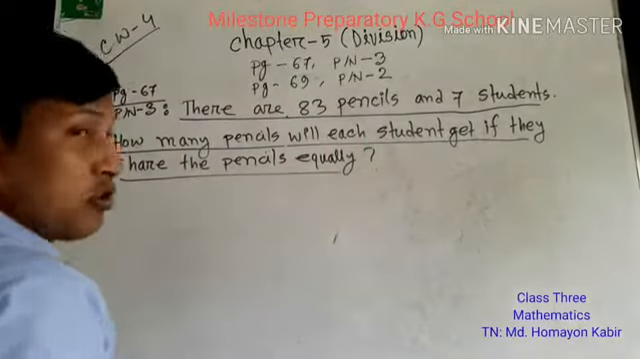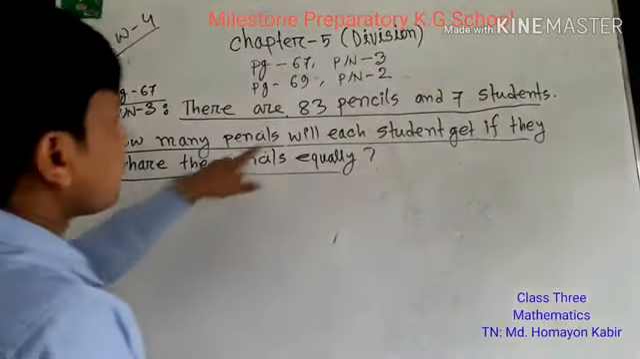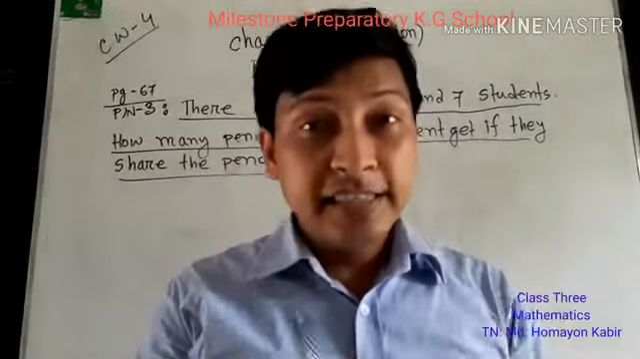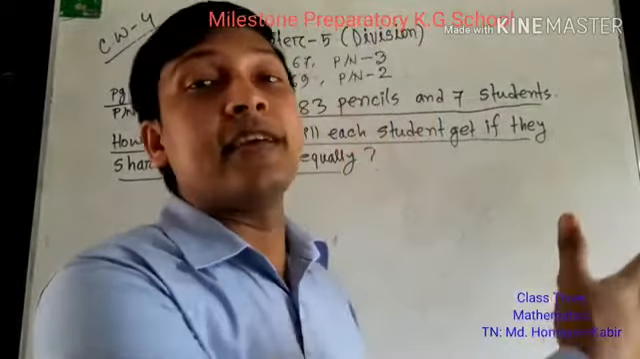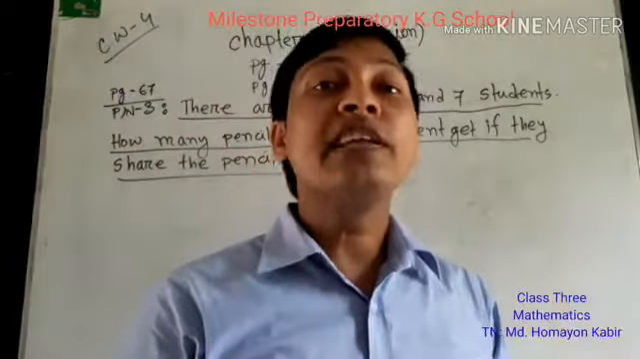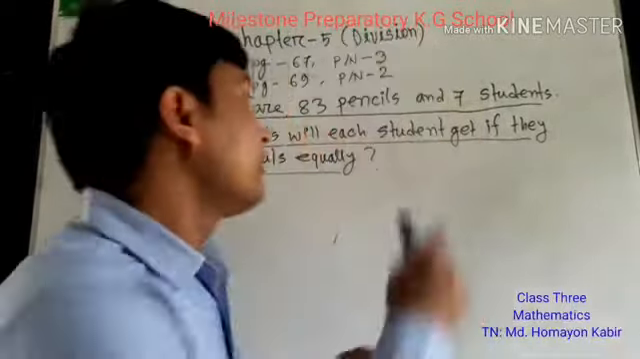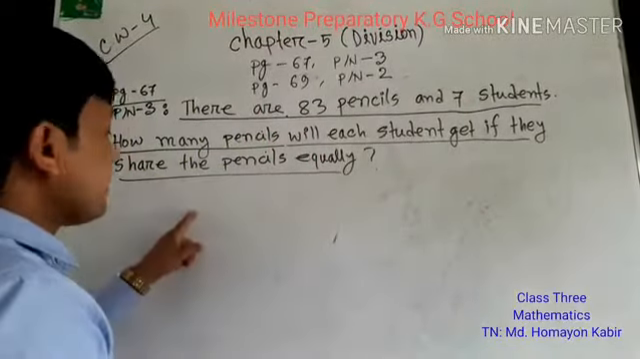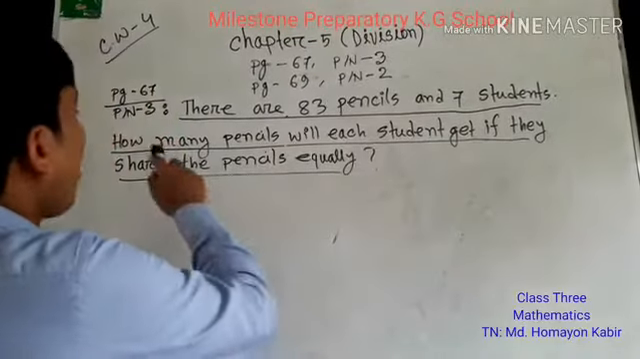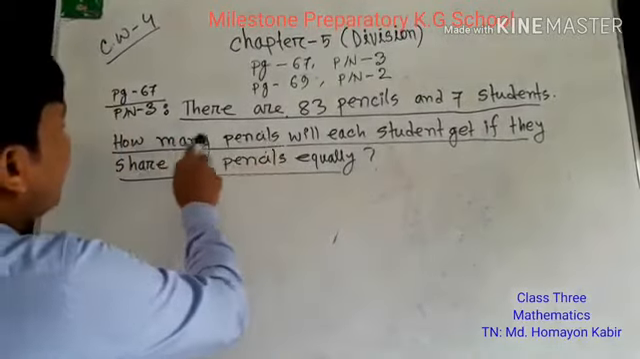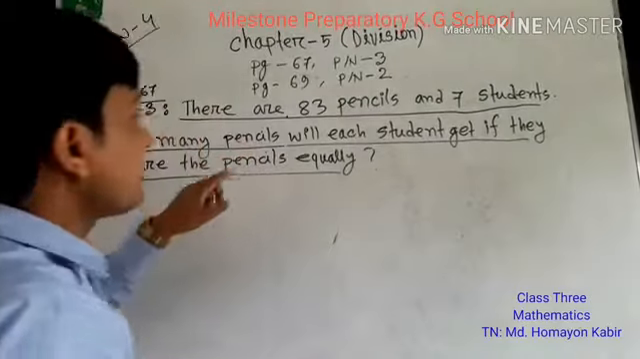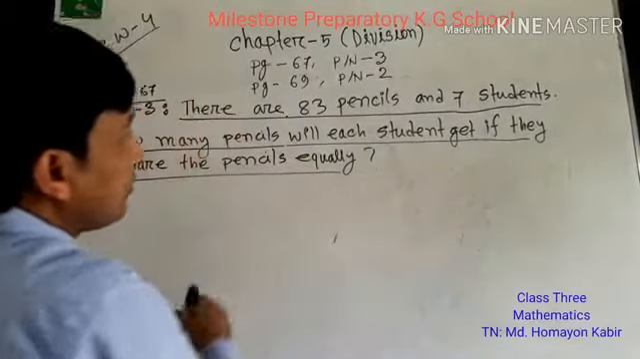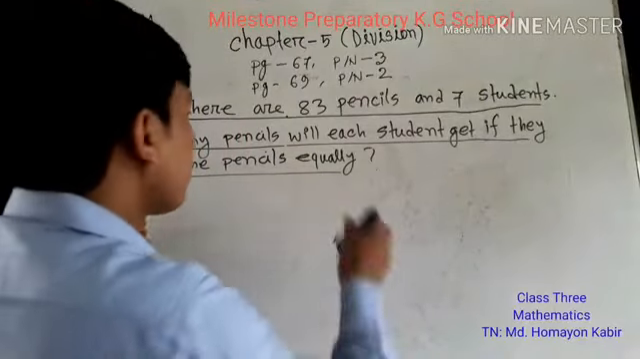So students, what will be the statement? Look here. Another thing, remember it. Asking part will be kept on the right side, and information part will be kept on the left side. Look here. How many pencils? So the asking part, pencils, will be kept on the right side and students will be kept on the left side. So 7 students.